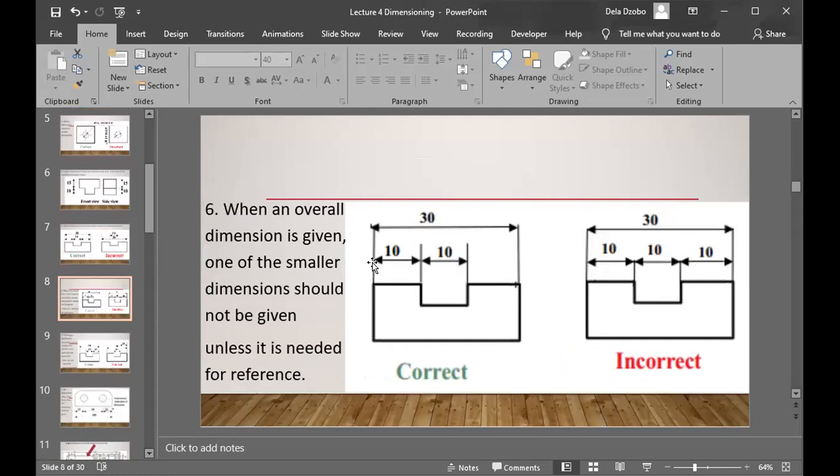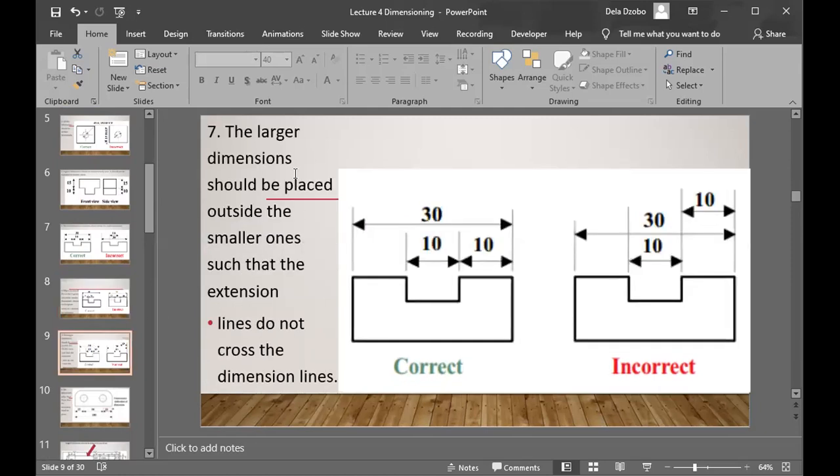And then also when an overall dimension is given, one of the smaller dimensions should not be given unless it is needed for reference. Now, when you look at these two examples, we can easily deduce this other dimension here. Of course, it is 30 minus 10 minus 10. So it doesn't help us in any way if we repeat this dimension. It just makes the whole work cumbersome.